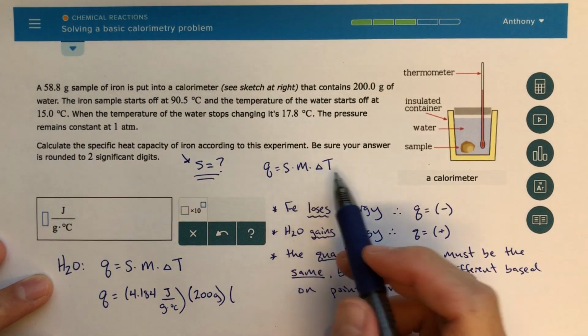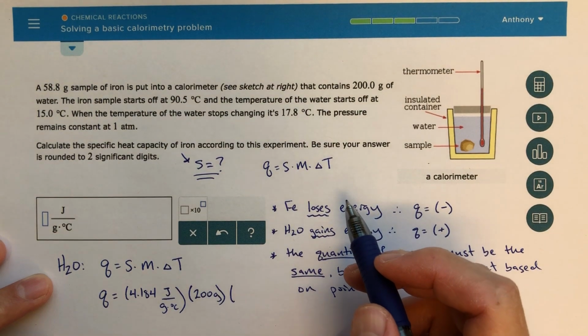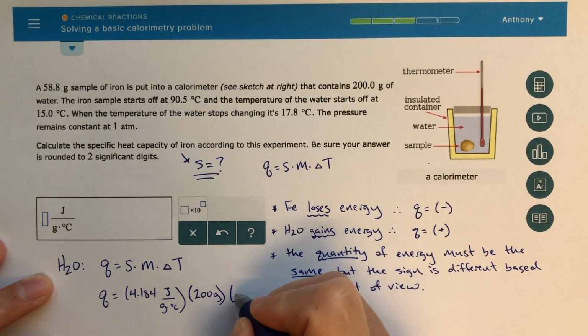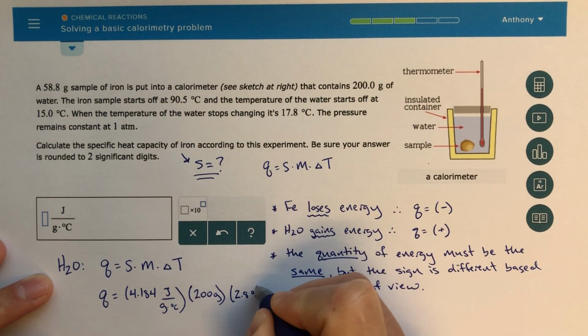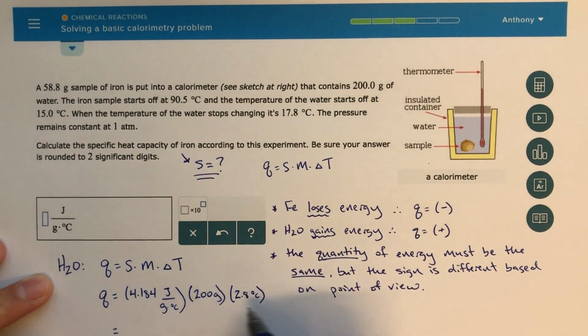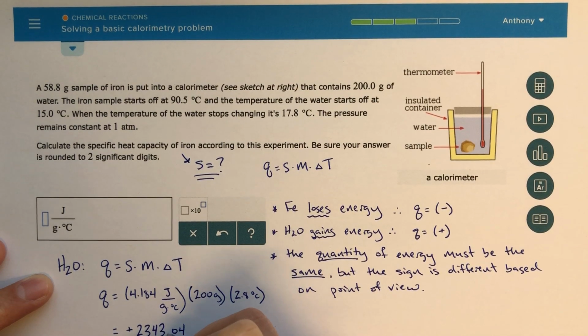So keep in mind that this delta T is T final minus T initial. So then that's going to give us a delta T of 2.8 degrees Celsius. We can do this calculation. You should see that your grams and your degrees Celsius will cancel out, and then we'll be left with an answer of positive 2,343.04. Probably not that important to have all that, but joules of energy.